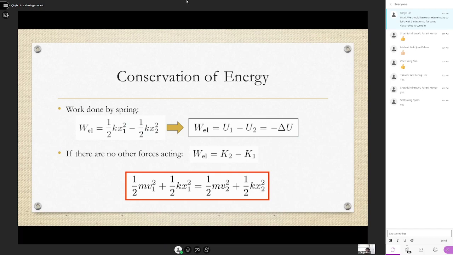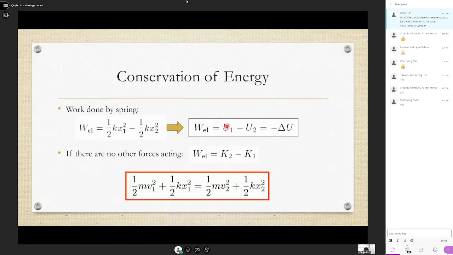Conservation of energy. The work done by the spring will be half kx1 squared minus half kx2 squared. Basically, the difference in the potential energy, right? Half kx squared is our elastic potential energy, and you can also write it in this form. U is our potential energy. So elastic potential energy is a form of potential energy.